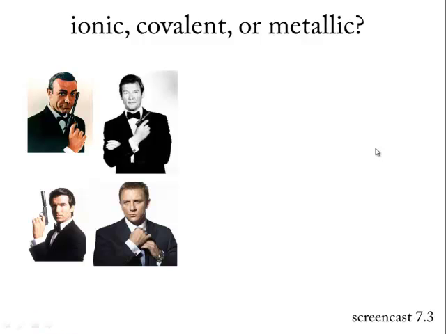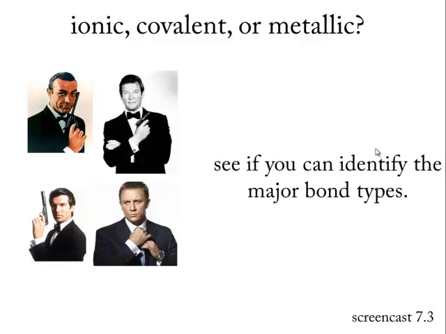So let's see if you can identify the three major types of bonds: ionic, covalent, or metallic. It's a little quiz. We'll also include within the covalent world some details: polar covalent, nonpolar covalent, things like that. And you should be aware, of course, that there is also a fourth major bond type. Each of these are, that's right, James bonds.